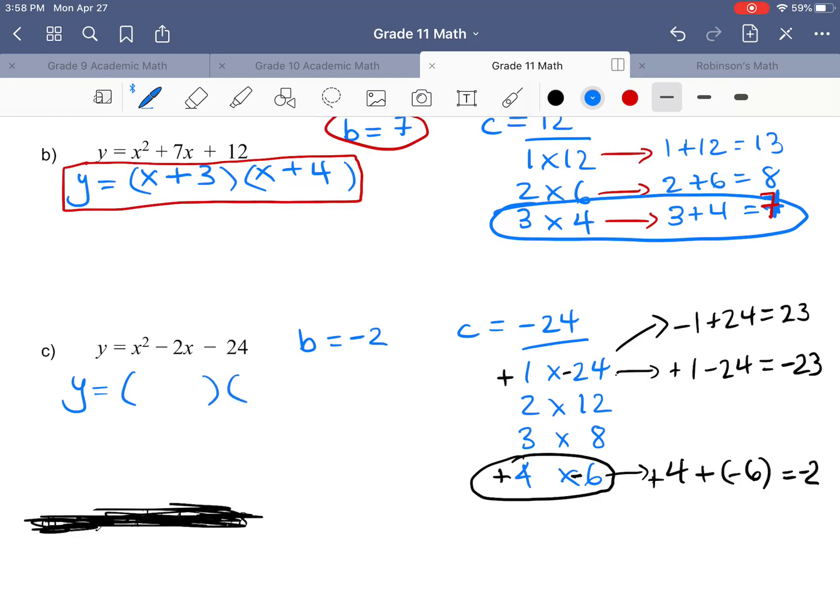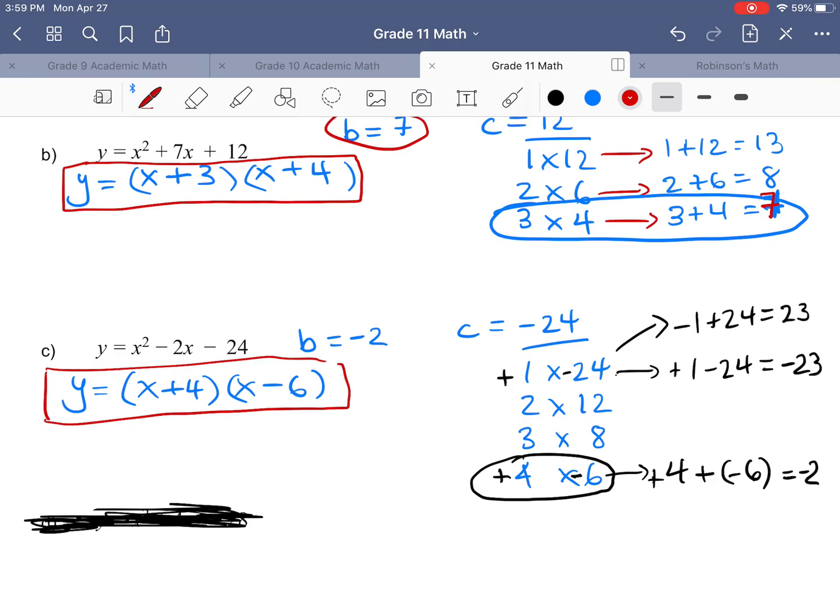Okay, so we are going to do what we did in the previous one. We have our skeleton of empty brackets multiplied together, put x in the front, and now we need to put the numbers that we found in the brackets as well. So we have a positive 4 and a negative 6. And we're all done, we're all factored. You can always do a quick check once you have your numbers there. You know, positive 4 times negative 6, yep, that gives us that negative 24. And positive 4 plus negative 6, that gives us negative 2. So here's our final answer.